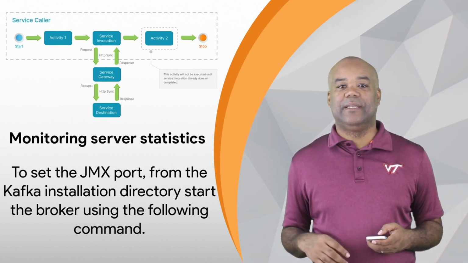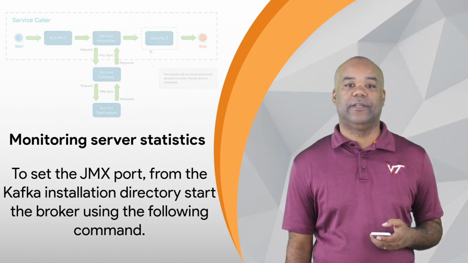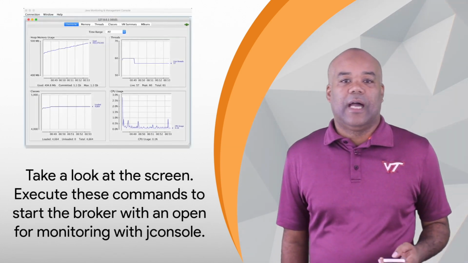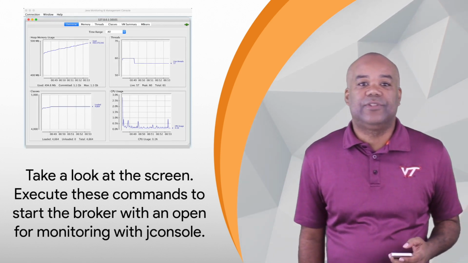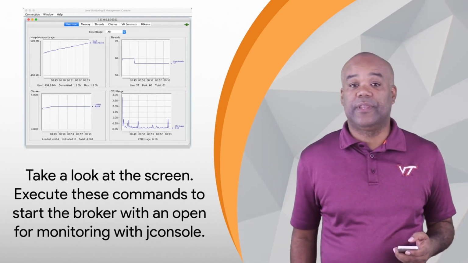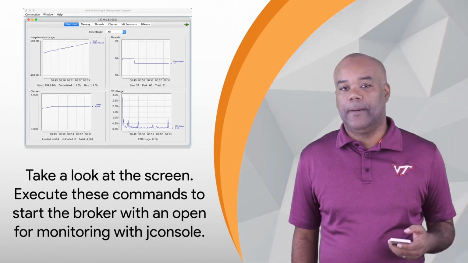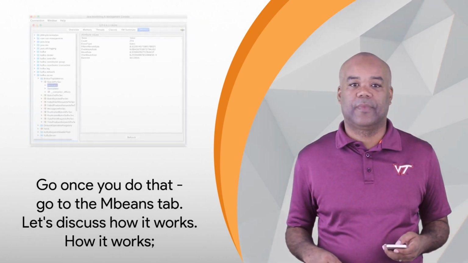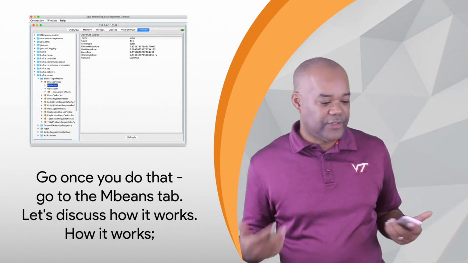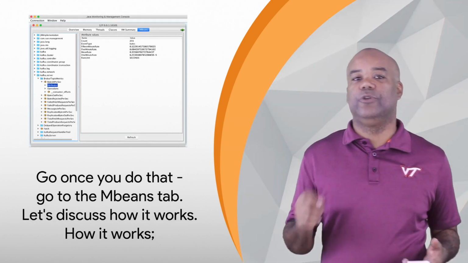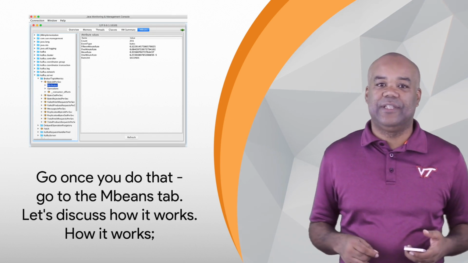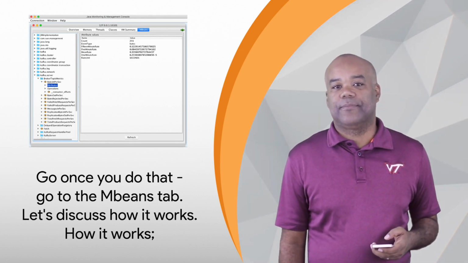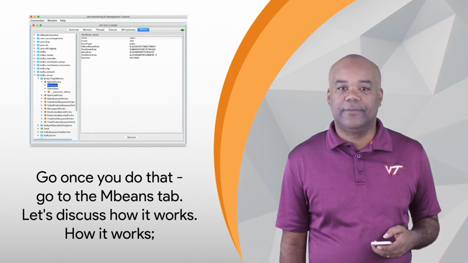And you'd use the command that you see on your screen. So take a look at the screen. I would ask you to execute these commands to start the broker with the idea that we're going to monitor with JConsole. Okay. Execute those commands. This is going to open a port, a JMX port, and then we can use JConsole to interrogate the JMX mbeans. Once you do that, I want you to go to the mbeans tab.